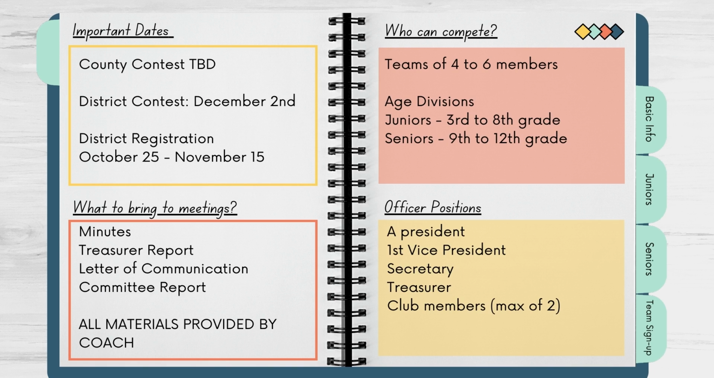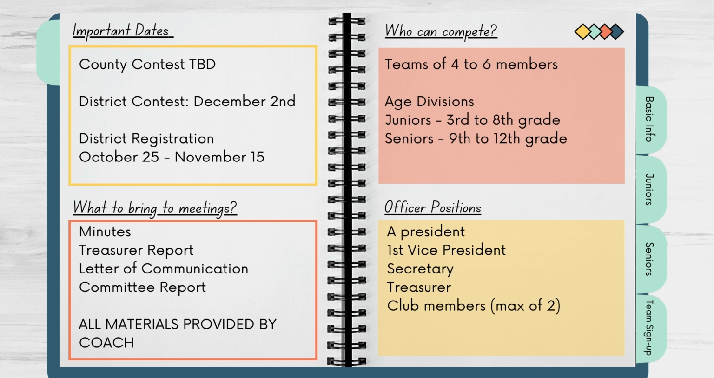So real fast, some important dates. Our county contest date is not picked just yet. It just depends on how many teams we have and whether or not we must have a county contest. The district contest will be December 2nd at the Tom Green 4-H building. And then district registration opens October 25th and will close on November 15th.